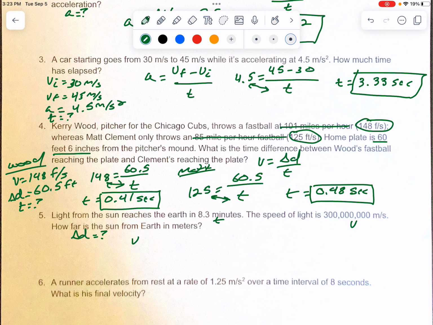So I have my velocity of 300 million meters per second. The key reason I'm writing this down is that your units are in meters per second. My time is 8.3 minutes. I cannot just mix seconds and minutes in the same equation because they're not in the same units. So I'm going to fix that by multiplying by 60, since there are 60 seconds in a minute. 8.3 times 60 gives me 498 seconds. Now my velocity and my time are in the same units, and we're looking for displacement.